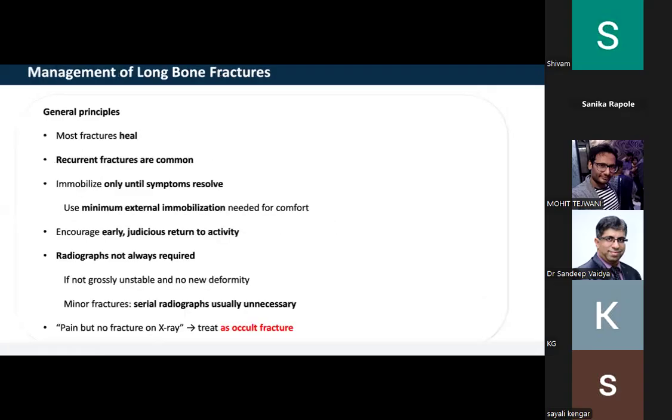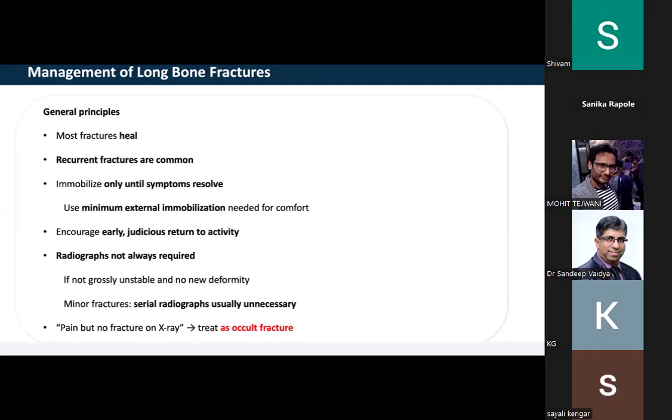Now, talking about management of long bone fractures, do we manage them any differently than typical pediatric fractures? The core principles do remain the same. The fractures usually heal, but the recurrence is common. If you have to immobilize only till the symptoms settle, you have to give a very minimal form of immobilization for comfort, and we have to encourage early return to safe activity to avoid deconditioning of the child to loading.